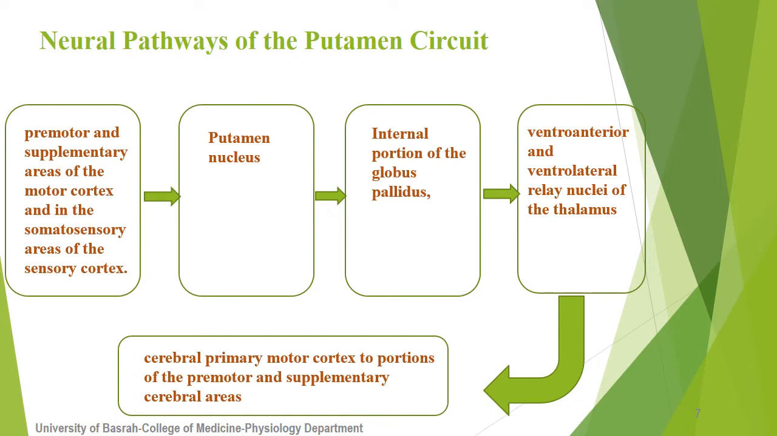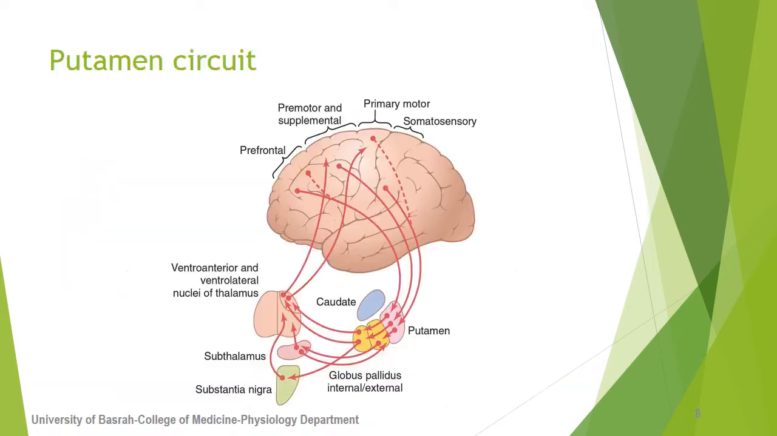So the main part of the circuit is the putamen. It will start in the cortex, then go to the putamen, to the globus pallidus, then to the thalamus, and end again in the cerebral cortex. This is the first circuit. Again, we'll repeat what we already said about this circuit.